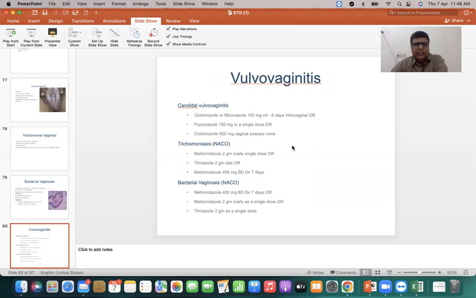And vulvovaginitis, candida vulvovaginitis, what is the treatment? Use clotrimazole or miconazole 100 mg daily, 6 days intravaginal, or fluconazole 150 mg single dose, or clotrimazole 500 mg vaginal pessary.